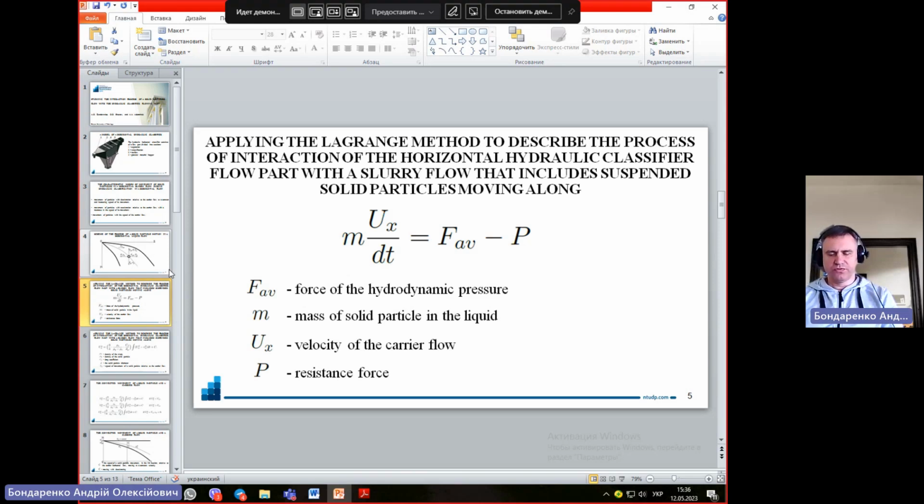To describe the process of interaction of the horizontal hydraulic classifier flow path with a slurry flow that includes suspended solid particles moving along, we applied the Lagrange method. The horizontal motion of a solid particle is characterized by its mass in a liquid, force of the hydrodynamic pressure at the velocity of the carrier flow, and resistance force at the speed of movement of a solid particle relative to the carrier flow.